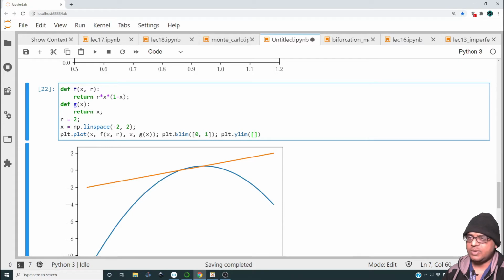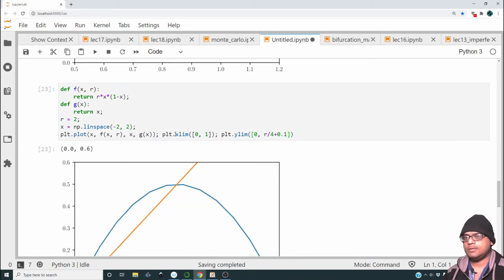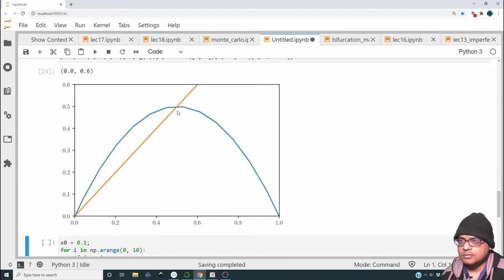So what is the maximum going to be? Say at x equal to half, it's going to be r by 4. So let us choose this to be r by 4 plus 0.1. All right. So this is the fixed point, and now the slope at the fixed point appears to be somewhat close to 0. So we expect this fixed point to be a stable fixed point. It's going to be an attracting fixed point.